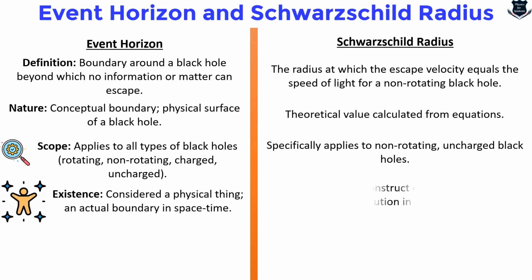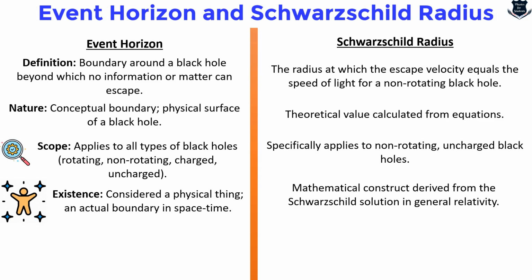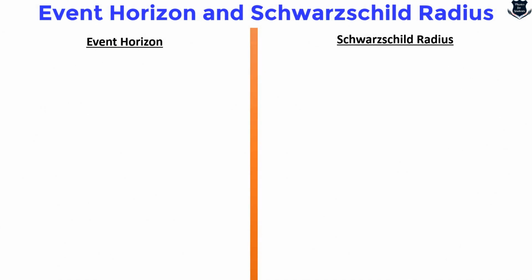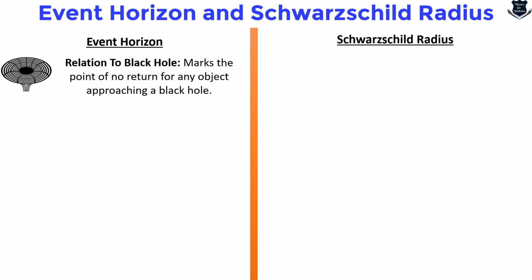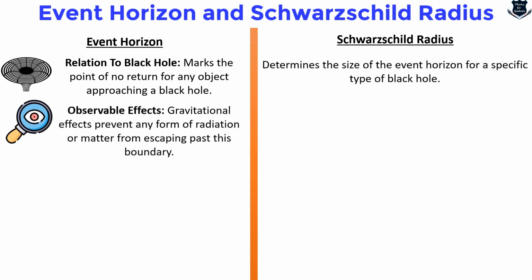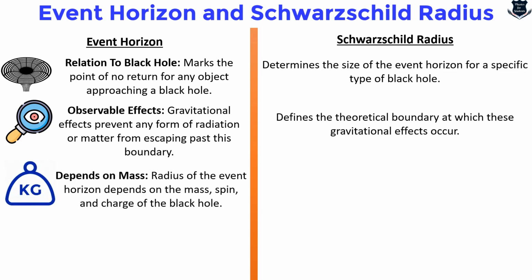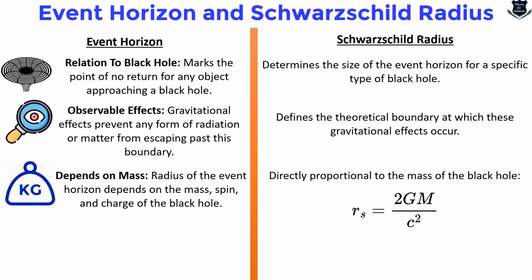The event horizon is an actual boundary. The Schwarzschild radius is derived from the Schwarzschild metric, with the derivation defined by the conditions of general relativity. If I further go into the relationship, you will see that it marks the point of no return, and it determines the event horizon of a specific black hole. Gravitational effects prevent any form of radiation or matter from escaping, although Hawking radiation is something different. It defines a theoretical boundary, and it definitely depends on mass. The event horizon depends on the mass and the spin of the black hole, but the Schwarzschild radius is directly proportional to the mass of a black hole, and this is how it is.